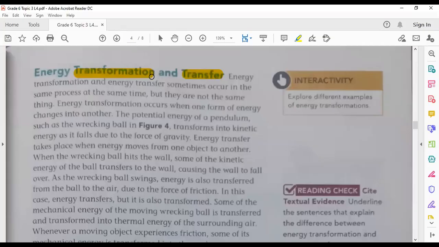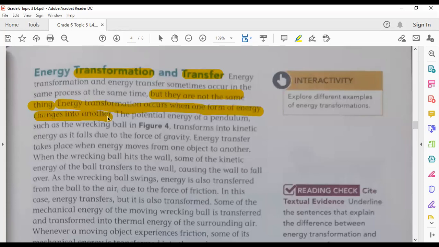So, energy transformation and transfer. Energy transformation and energy transfer sometimes occur in the same process at the same time, but they are not the same. Highlight this. They are not the same thing. Yes, they can happen at the same time, in the same process, but they are not the same thing. Energy transformation occurs when one form of energy changes to another.